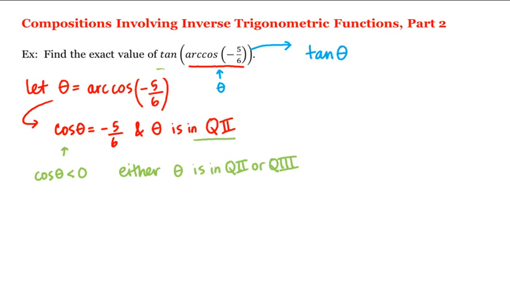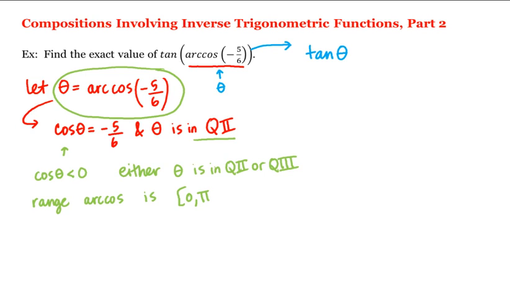However, remember, looking back up here, theta is equal to the arc cosine of negative 5/6, which means that theta also has to be in the range of the arc cosine function, which, remember, the range of arc cosine is the interval 0 to pi. And therefore, theta cannot be in quadrant 3, which means theta is in quadrant 2. And therefore, we can draw the following triangle.